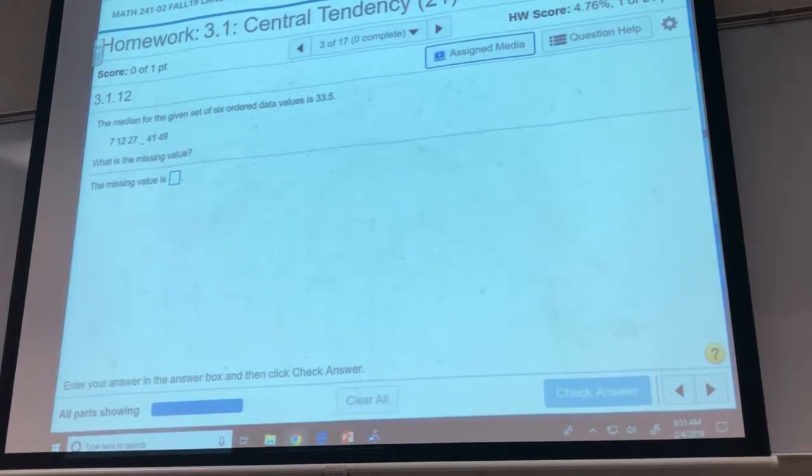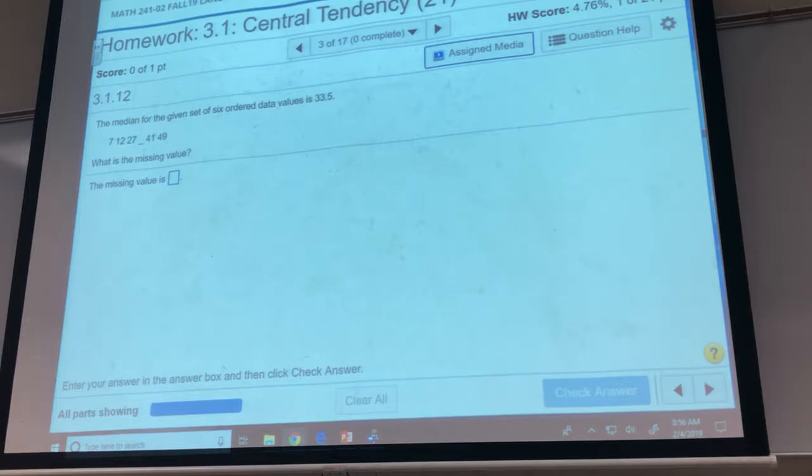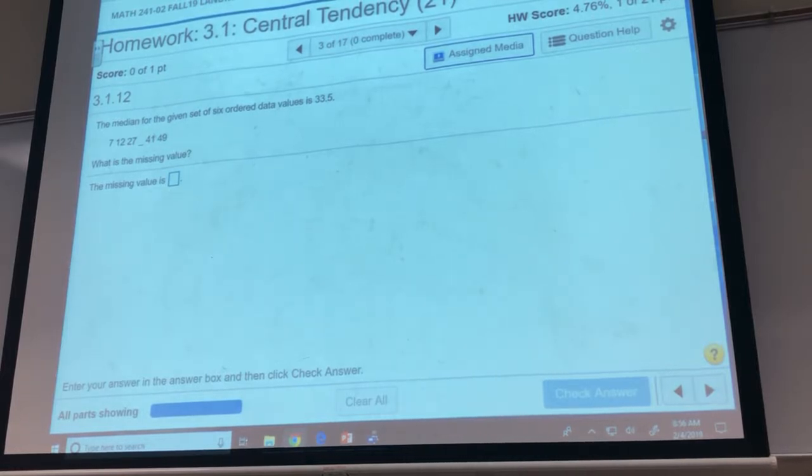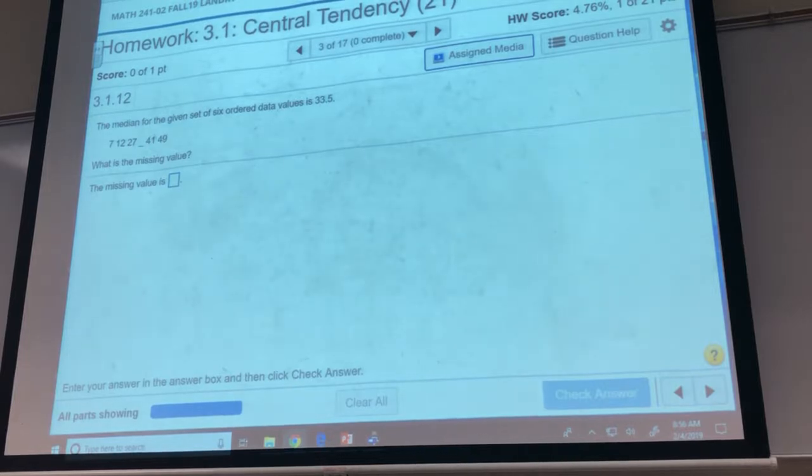Yours are going to be different, but they're already in increasing order, so that's nice. You've got 7, 12, 27, whatever this one happens to be, 41 and 49. So the median, that's the number in the middle. There's 6 values altogether. There's 5 that we know, and there's this one that we don't know. So the median falls in between those two numbers.